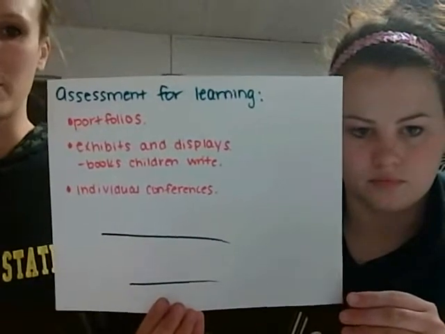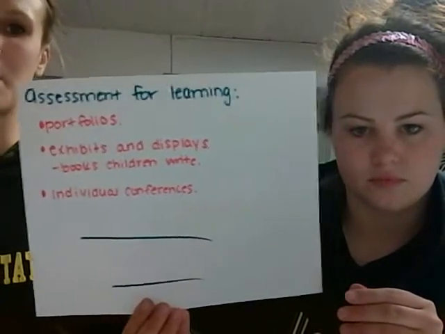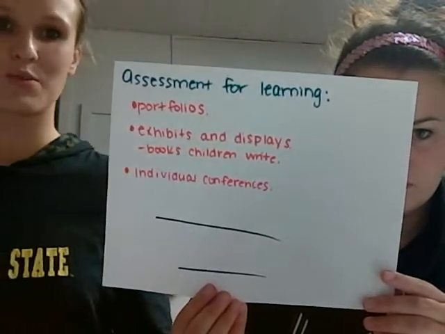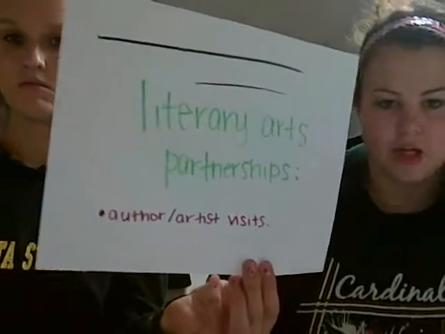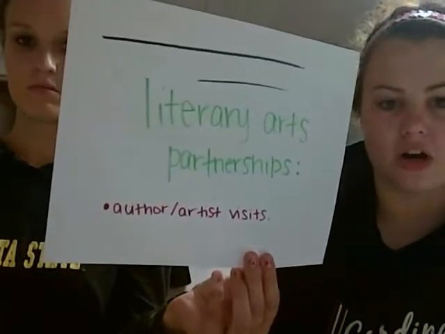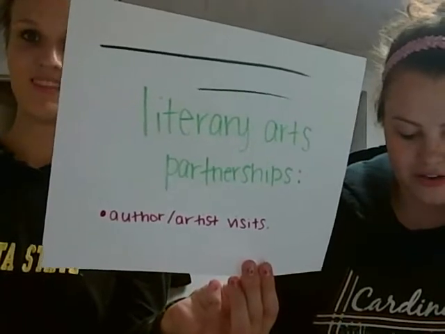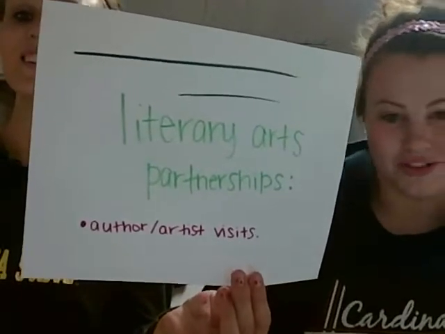Assessment for learning are things like portfolios, exhibits and displays, books that children usually write, individual conferences as well. And the last building block number 10 is literary art partnerships. Having authors and artists visit the schools to talk to the children.